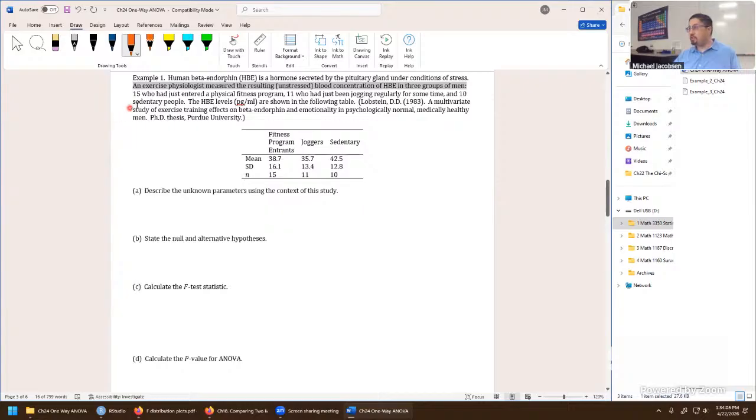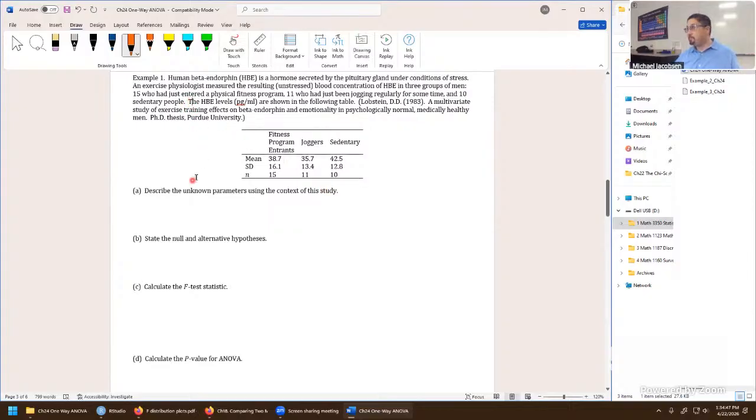We have 15 who had just entered a physical fitness program, so that's the first column here. 11 who had been jogging regularly for some time. They would have to define what they mean by for some time in the study. So that's column 2, joggers. And 10 sedentary people. Unequal sample sizes, unfortunately, it's better to have them balanced, but our procedure will work for unequal samples. So here's our 3 independent samples. The people who are just joining a fitness program, people who have been jogging for a while, so we assume relatively fit, and people whose fitness is a little bit more sketchy, the sedentary group.